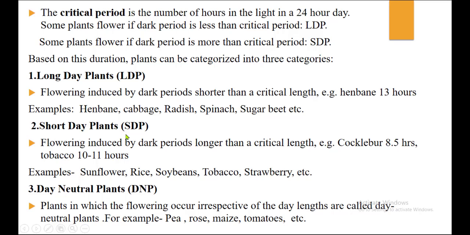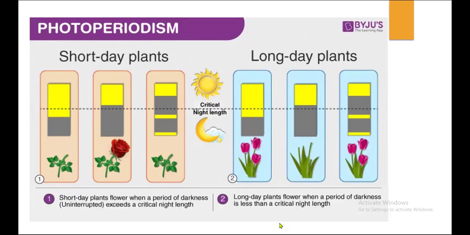Short day plants. Short day plants: flowering induced by dark period longer than a critical period. We will come to the examples as well. And day neutral plants, plants in which flowering occurs irrespective of day length or night length. So they are like pea, rose, maize, tomatoes. They don't have any particular season, so they don't depend on the critical period. Through this diagram we will understand.